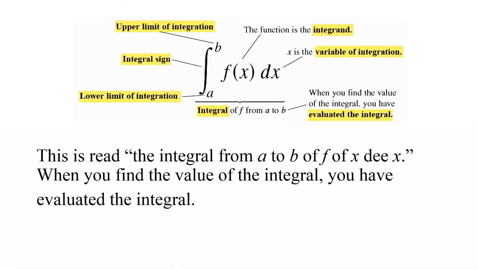This is read the integral from a to b of f of x dx. When you find the value of the integral, you have evaluated the integral. The lower limit of integration is a, so if our closed interval goes from a to b, a is the lower limit of integration, b is the upper limit of integration. Here's the function that's involved and with respect to which variable. Let's work with this notation.